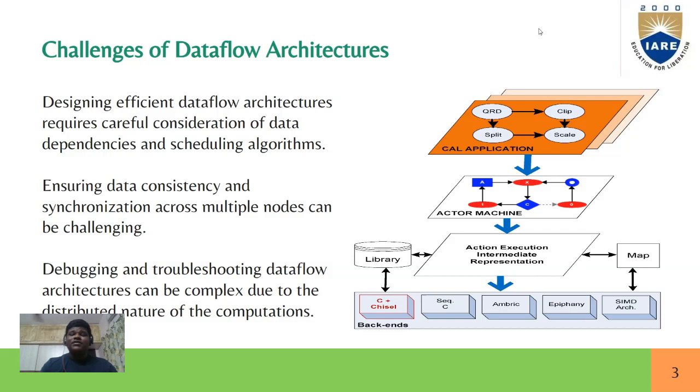Here you see a CAL application giving an input to the actor machine, then action execution and intermediate representation. Here a map and library are integrated. Then output is given as C plus Chisel, backend sequence C, Ambric, Epiphany, and SIMD architecture.